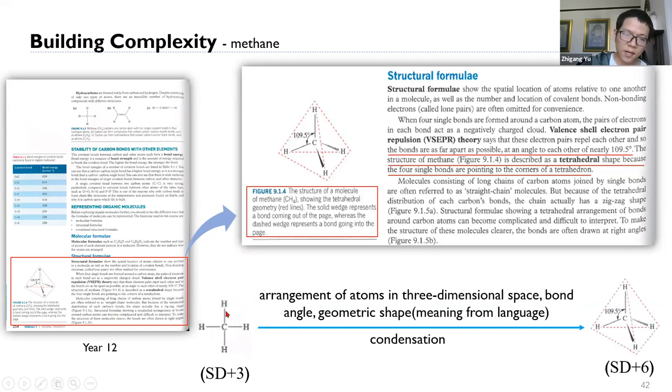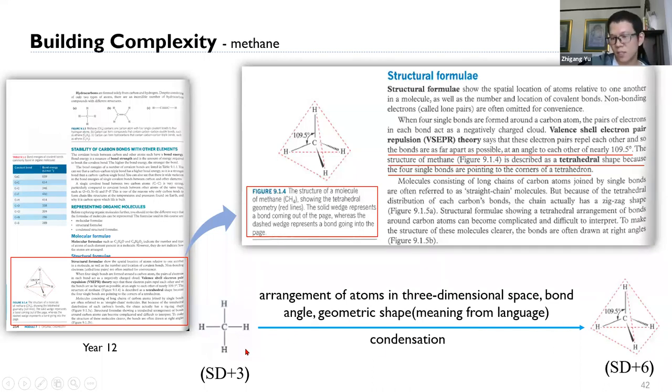Now in here, it hasn't specified any information about which spatial dimension these atoms sit in. But through this, it specifies which atom, which dimension they sit in, and the arrangement and geometric shape. So this is all mainly condensed in here.